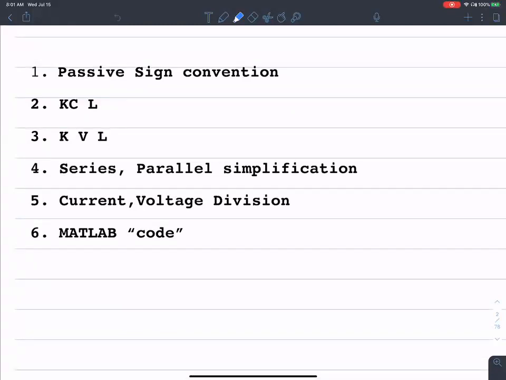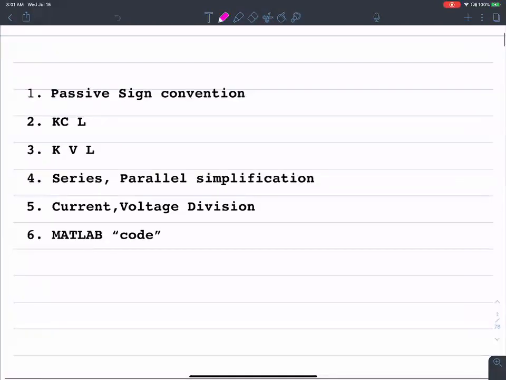Then I gave you a simple solution to solving a set of linear equations to solve for circuits. Okay, and we are going to encounter more situations where this becomes useful, handy MATLAB code to solve a system of linear equations.